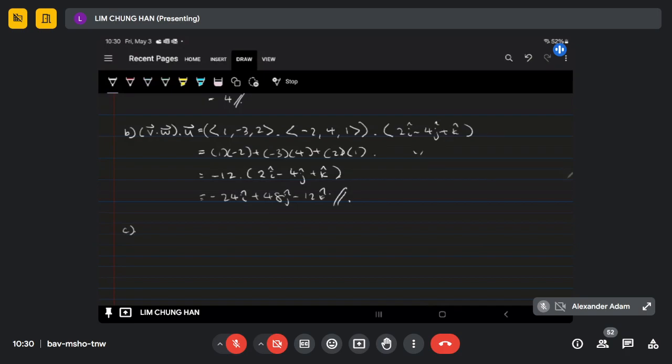Okay, finally C. This one, I'll give you 5 minutes to do. 5 minutes is enough. I want you to find for me the magnitude of V squared minus W squared plus the magnitude of V squared plus W squared. Give you 5 minutes. You do this for me while I do your attendance.